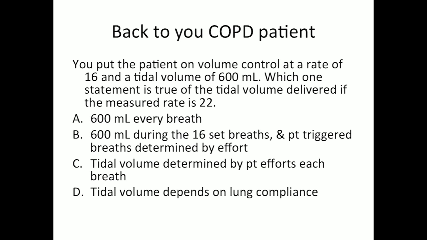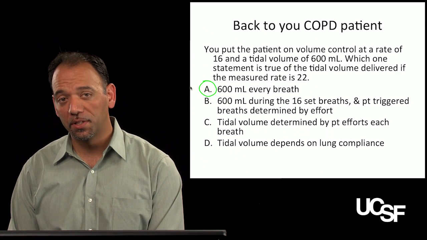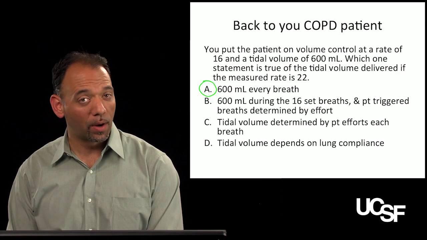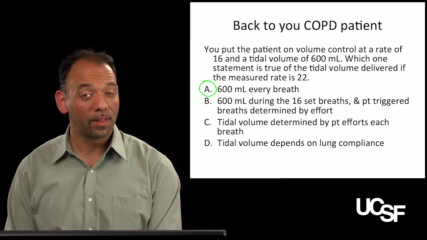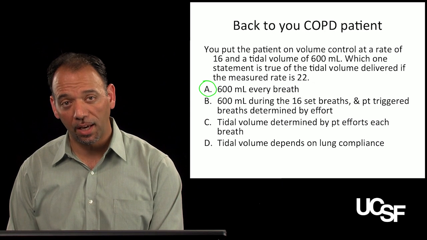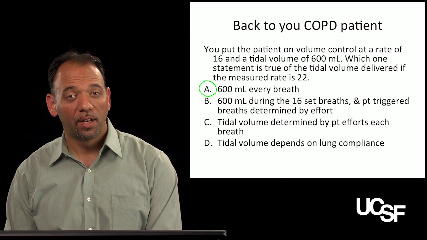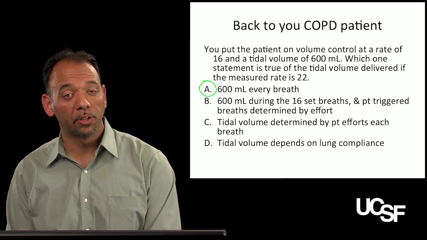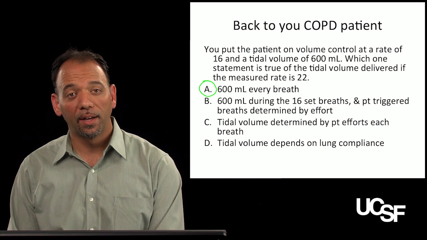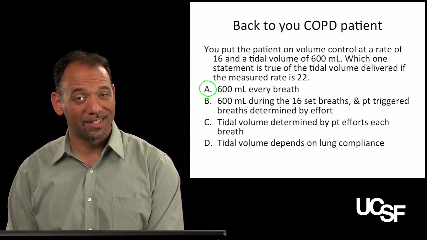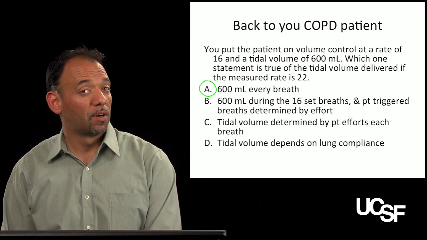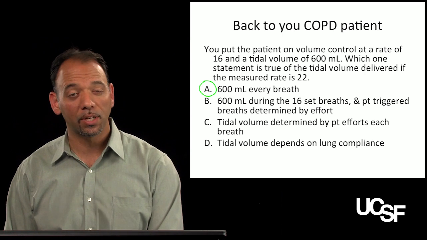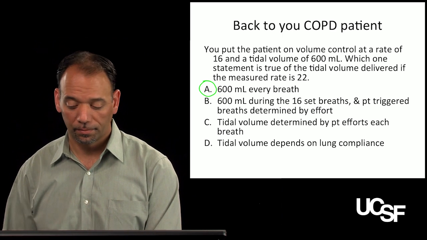So the correct answer here is A. Every breath will be 600 mL per breath, whether it's the set rate of 16 or the additional 6 breaths that the patient is taking. Now this is a product of the mode that you're in, which is volume control, assist control. So every breath in that mode is the same exact breath, whether the patient wants a big breath or a small breath. And we'll talk a little bit about the differences now.